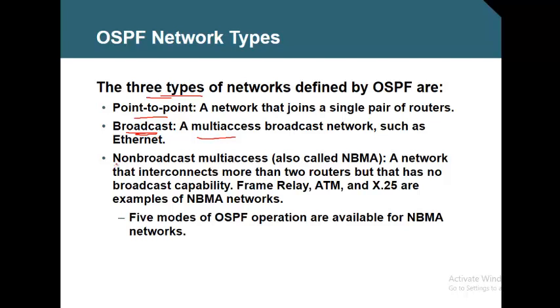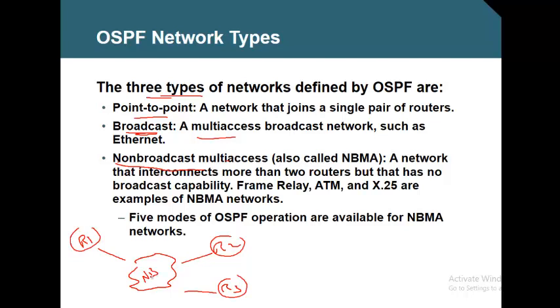The third one is non-broadcast multi-access. This is an outdated story. Whenever you have a non-broadcast environment in the middle between two routers or more routers, you may have router 1 here, router 2 here, router 3 here, and in the middle there is a non-broadcast environment like Frame Relay.